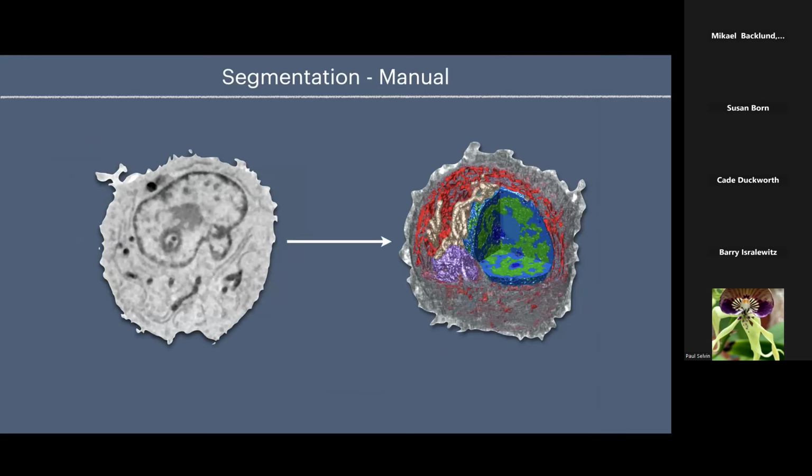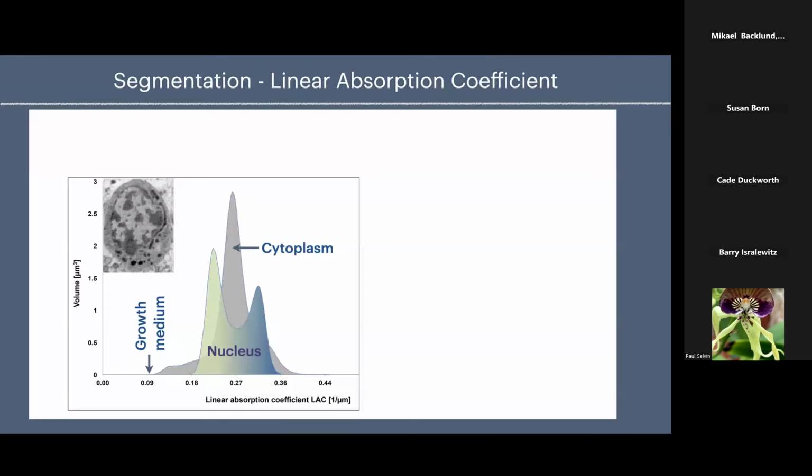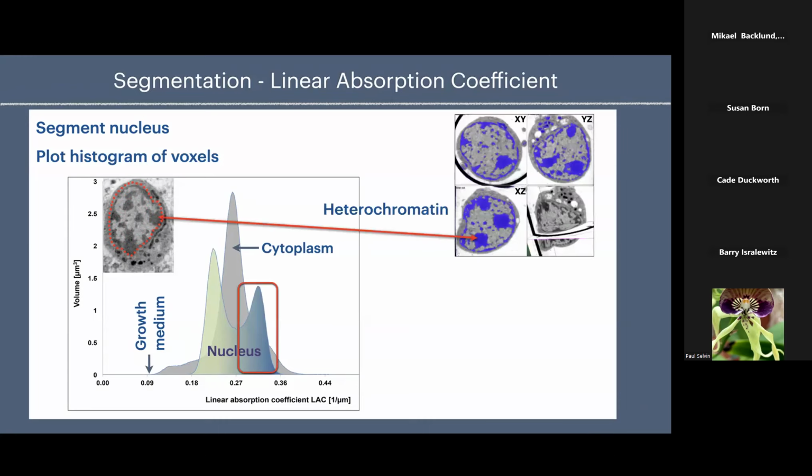Segmentation, our manual and automated segmentation, is assisted by that linear absorption coefficient. And so I'll show you some of that. We're looking at the whole cell. You first segment the nucleus. So you round it off, isolating the nuclear wall. And so you can put all those voxels up on the computer. And you've done that by looking at the nucleus and tracing.